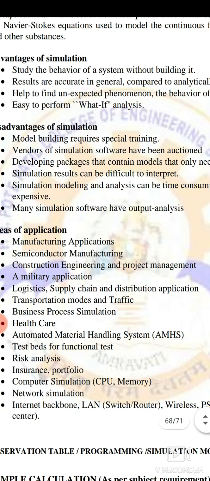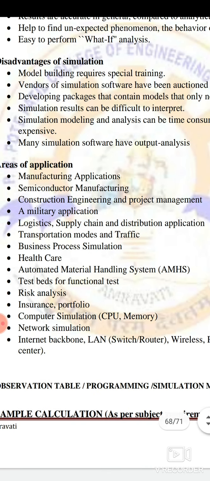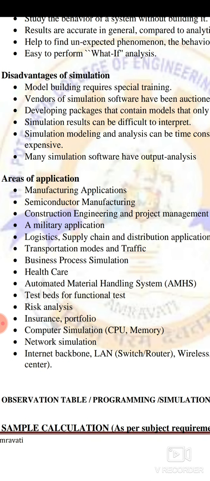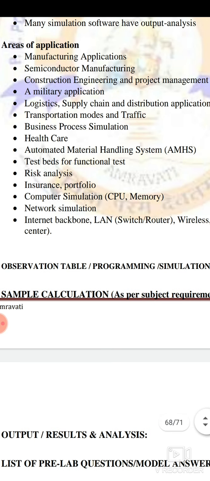When you find that the cost or expenses required for simulation are not justified, that means it is not economic or cost effective compared to when the actual system is being built, then you cannot go for simulation; you can go for actual system building. Also, many simulation software have output analysis. That is a kind of disadvantage. We just want to see exactly what the output is, but they go for the output analysis.